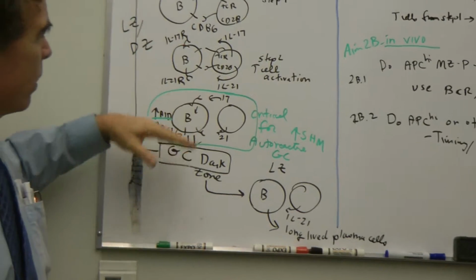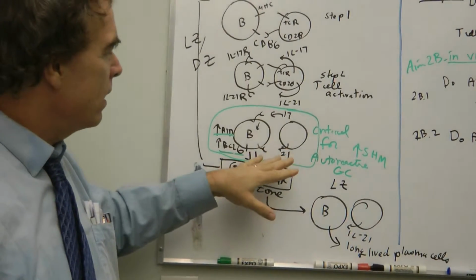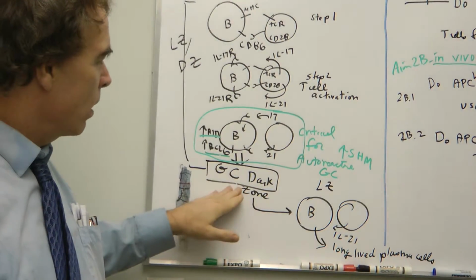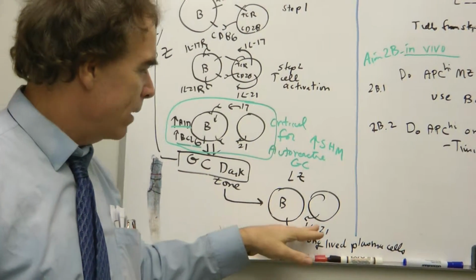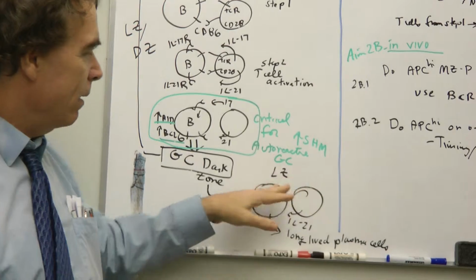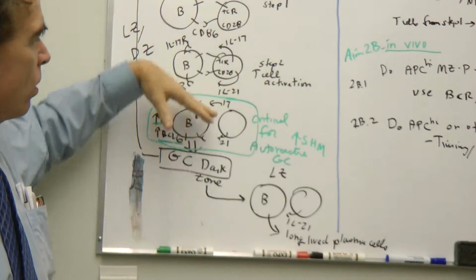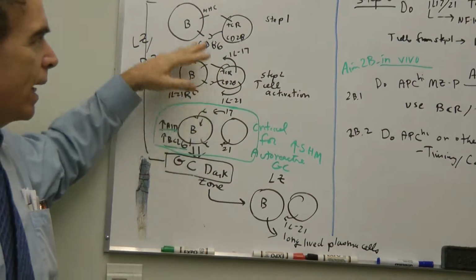And all of this, by the way, occurs in a light zone because that's where the T cells are. The question is does it go to the dark zone and then undergo proliferation, and then back to the light zone where they get selected? But we're not going to talk about this. Let's assume this is all early dark zone, or early light zone.